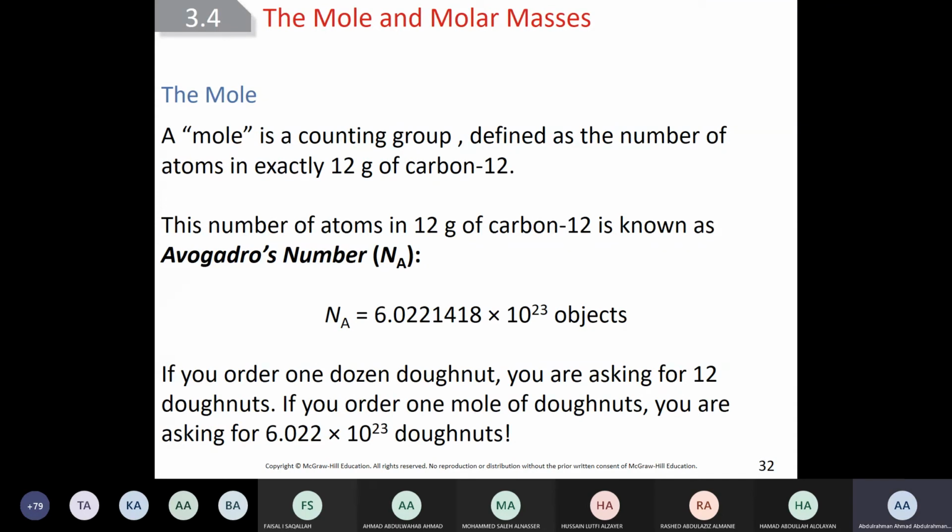What is this number? Avogadro's number. It is represented by Na. I want you to memorize the name, Avogadro's number, and the letter. What's this letter?